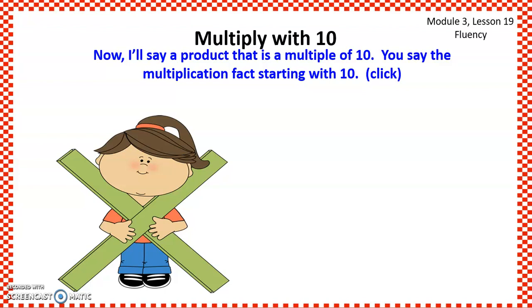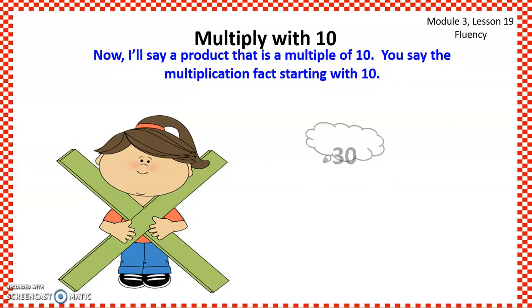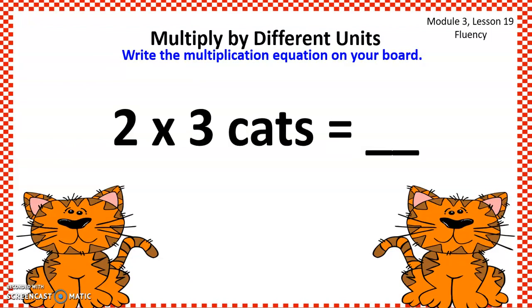Now, how do they reverse the opposite? I'll say the product. That is a multiple of 10. You say the multiplication fact starting with 10. Whether it's 10 times 2, 10 times 1, 10 times 3. I'll just give you a product. 20 is 10 times what? What about 30? 40. 70.